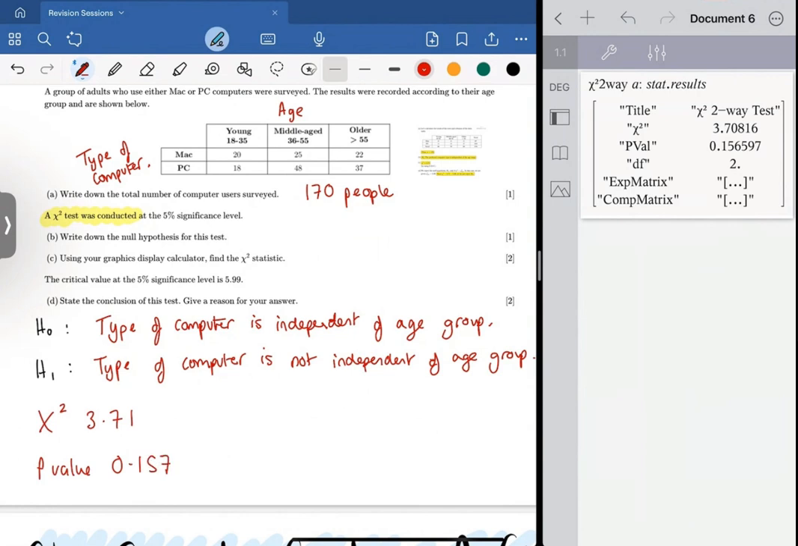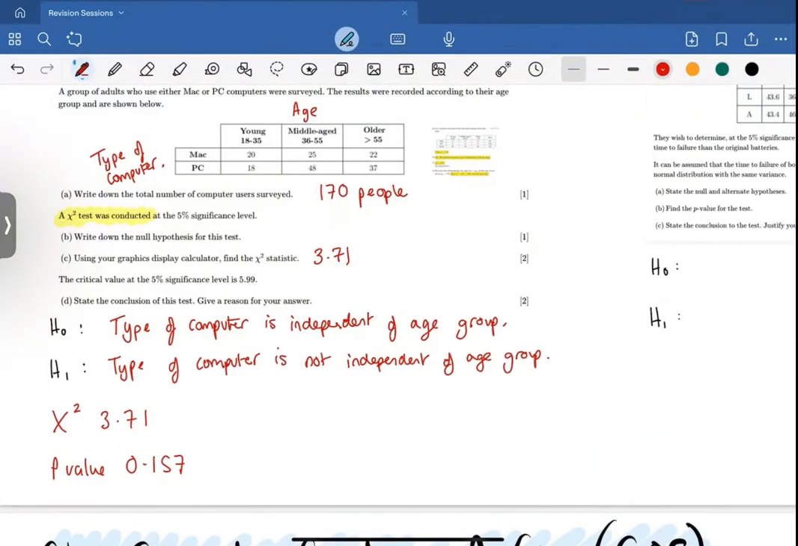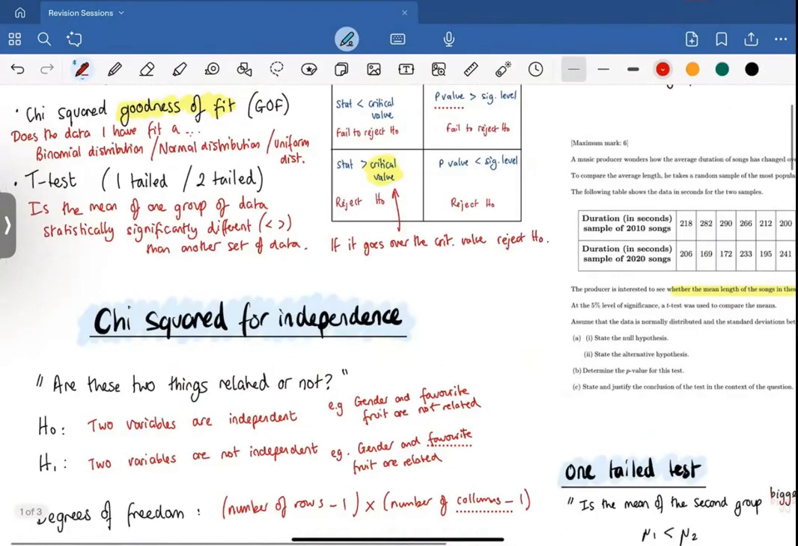So we have to ask, what have they asked? What information has been given here? Well, we've been asked to find the chi-squared statistic, so we've got to write that down there as 3.71. And the critical value they told us is 5.99. This is quite nice because we can conclude in both ways here to show this off.